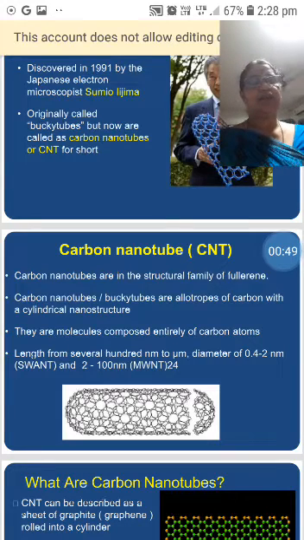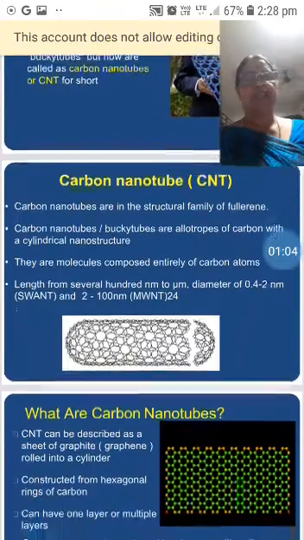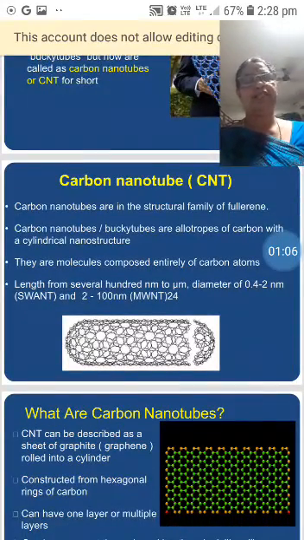What is the structural family of fullerenes? Already we have seen spherical fullerenes. These also come under this fullerene type. It has a specific structure made up of only carbon in a tubular-like structure. Therefore, we call this buckytubes or carbon nanotubes, and these are cylindrical nanotubes. They may have any length, from several hundred nanometers to micrometers.